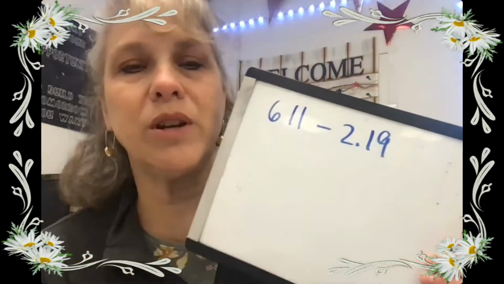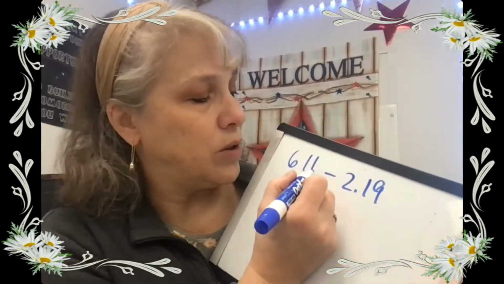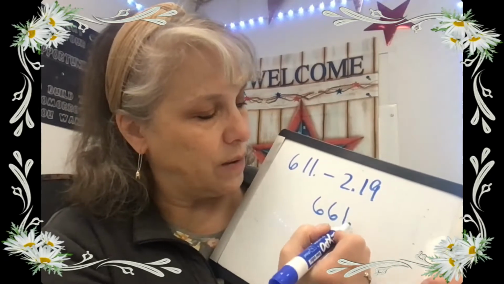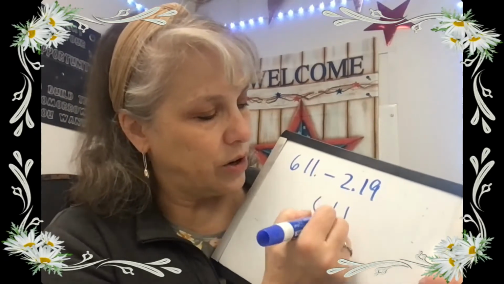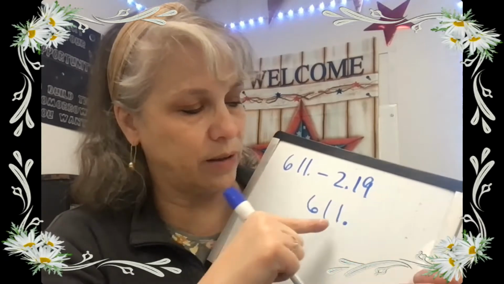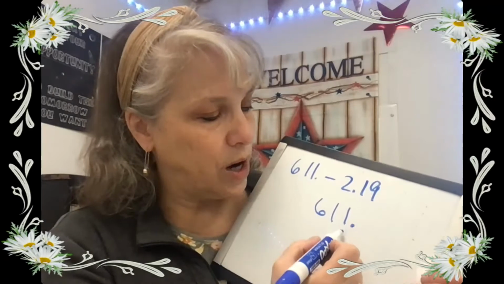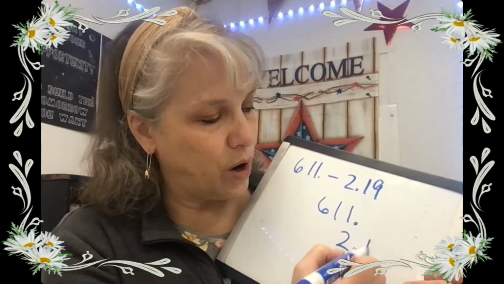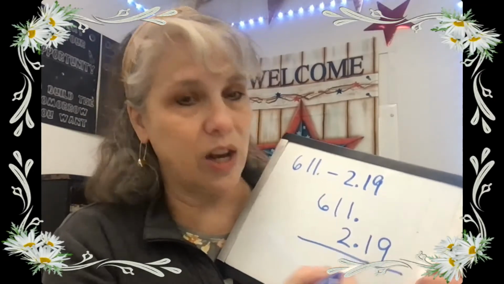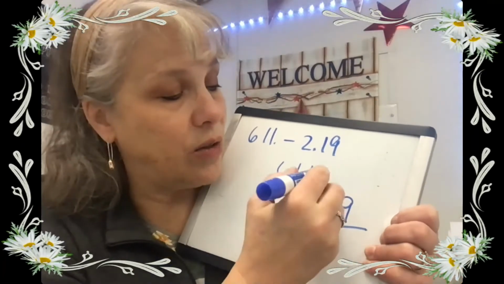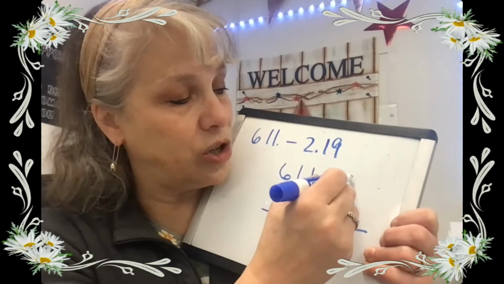First of all, if the number doesn't have a decimal, the decimal is right after the number. So when I write this out vertically, 611 point, the decimal is right there. Understood, the decimal is always after a whole number, minus 2.19. I cannot just bring the 19 down. I have to annex.